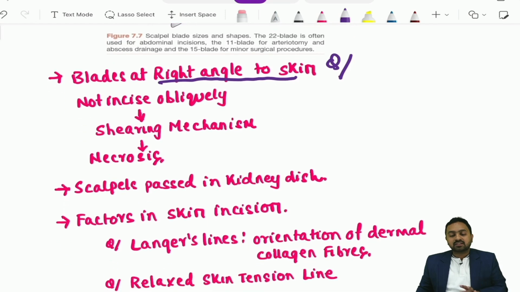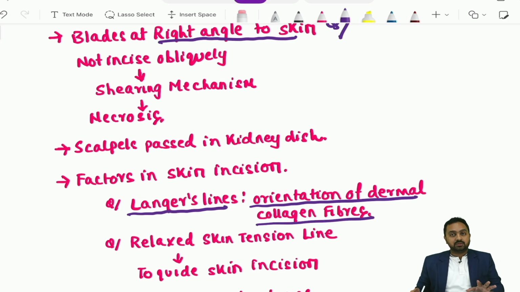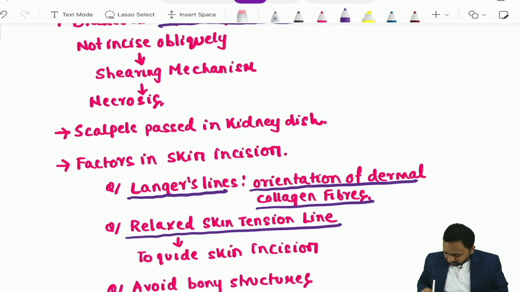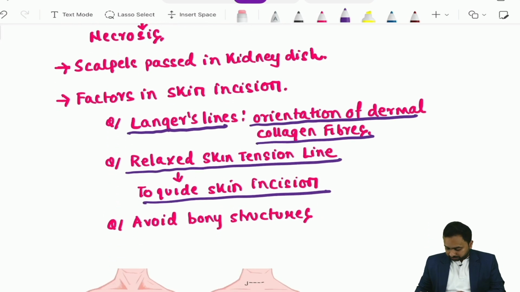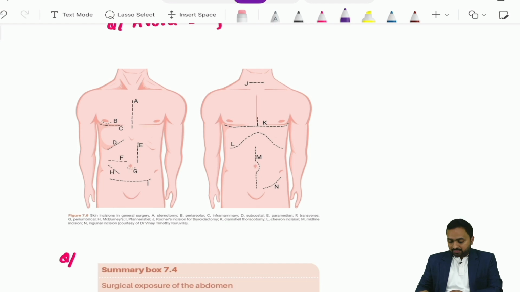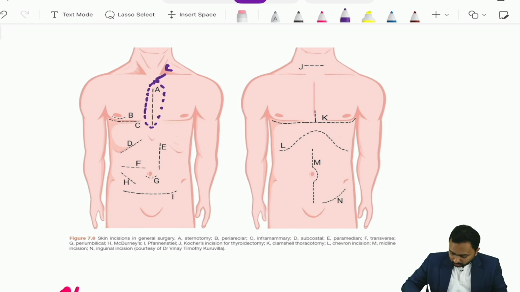Now the various factors that are used in your skin incision are your Langer's lines. Now these are your orientation of your dermal collagen fibers. However, the use of Langer lines has been considered controversial, and recently the relaxed skin tension lines are used to guide your skin incision, and you should avoid a skin incision on your bony structures. So this is a beautiful diagram again taken from your Bailey and Love, which shows your various skin incisions. So you have your incision A, which is used in your sternotomy.